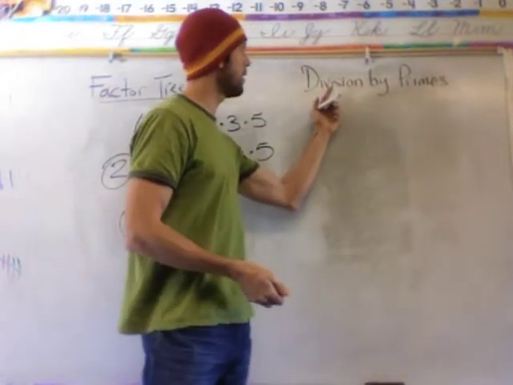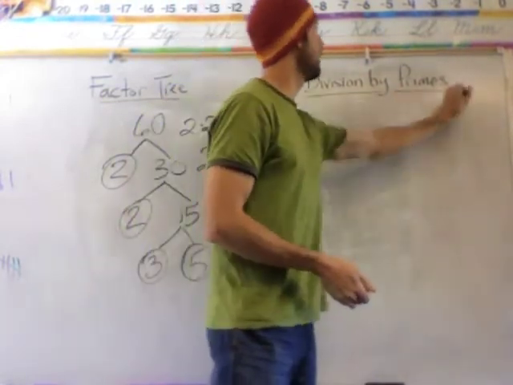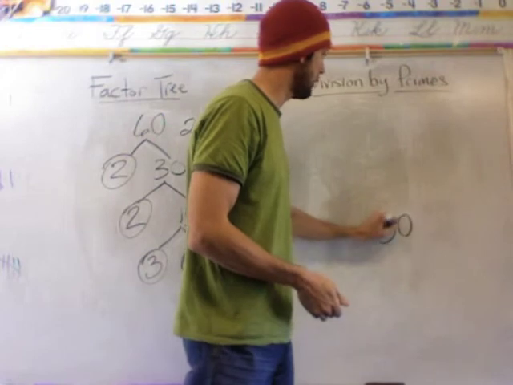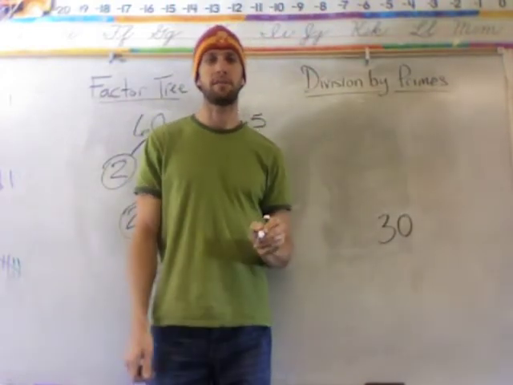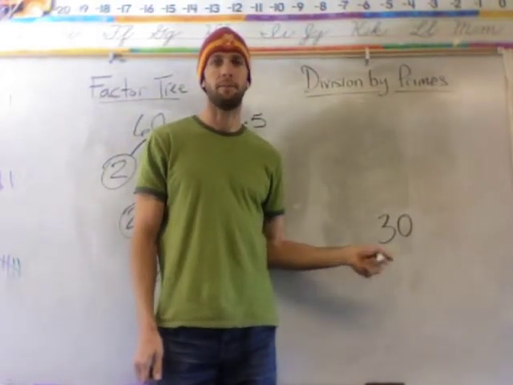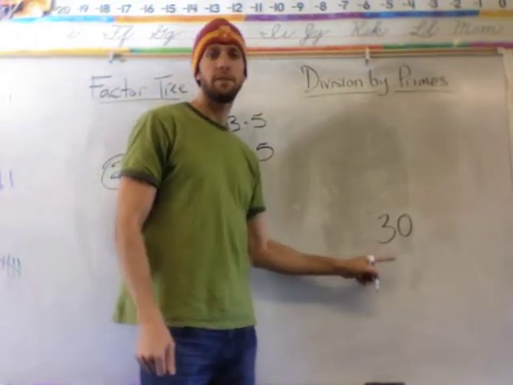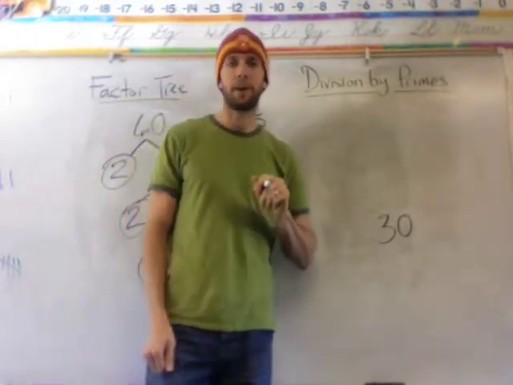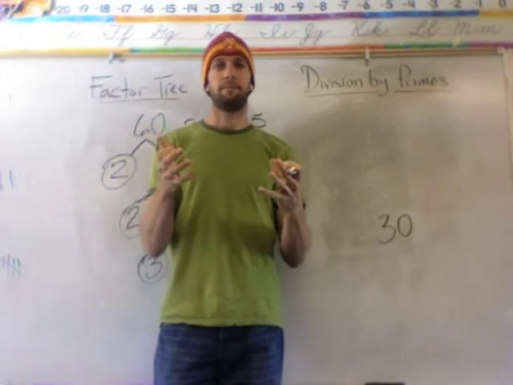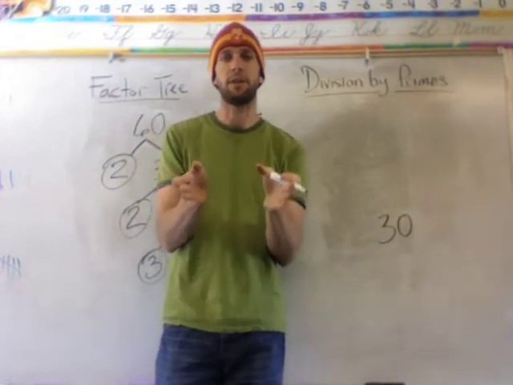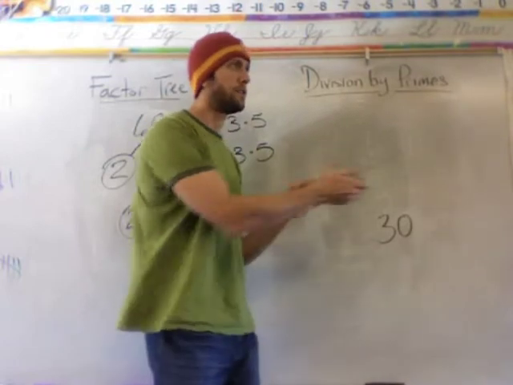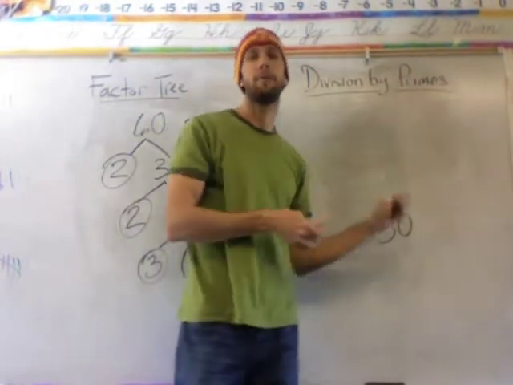Now, division by primes works a little different. And notice right away, I started at the bottom. Factor tree, you start at the top and work your way down the tree. Division by primes, you start at the bottom and you work your way up. Okay? Right away, helps you give a little visual on the difference between the two. Oh yeah, division by primes is the one where I go up. I remember what to do.